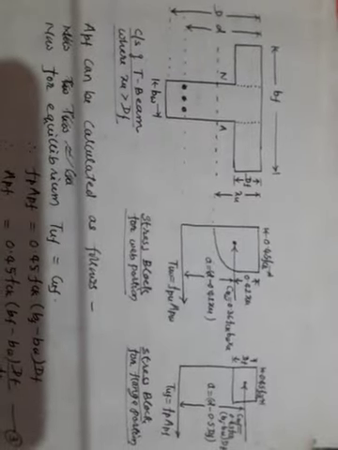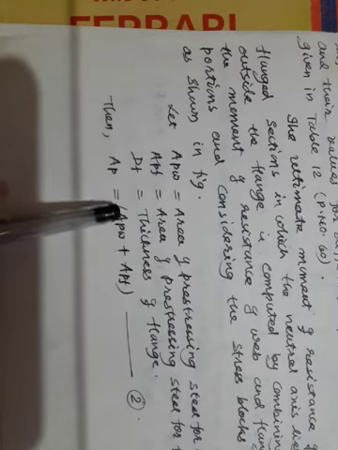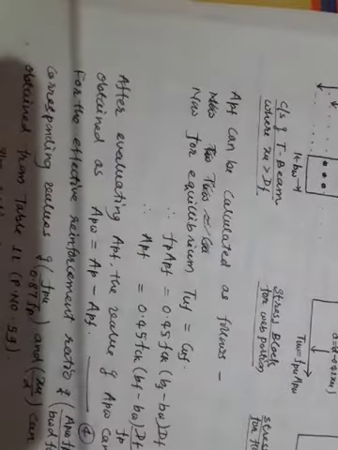Now I will show you that a little bit. The total area of pre-stressing steel AP can be split into APW plus APF. APW is the pre-stressing area required for the web portion. APF is the pre-stressing area required for the flange portion. So APW plus APF will give me total AP. Am I right? So with this, we shall proceed.